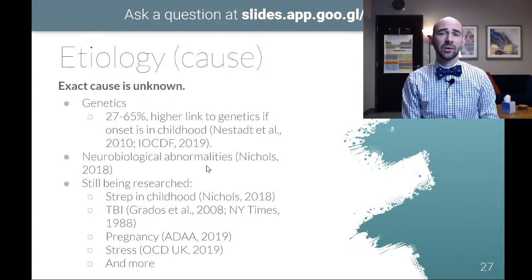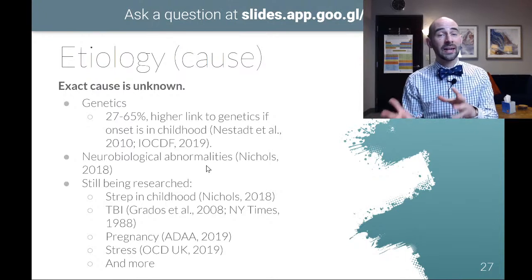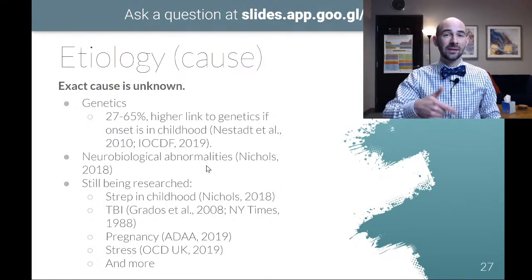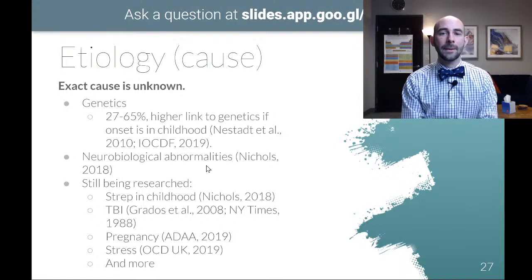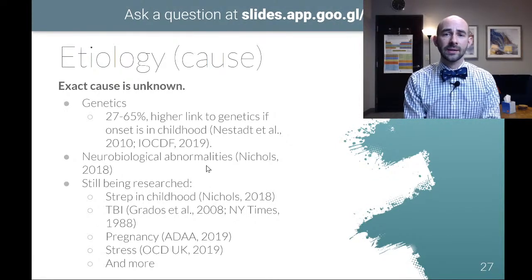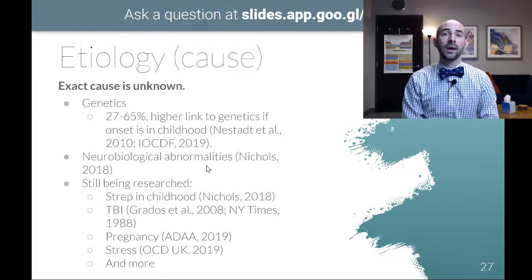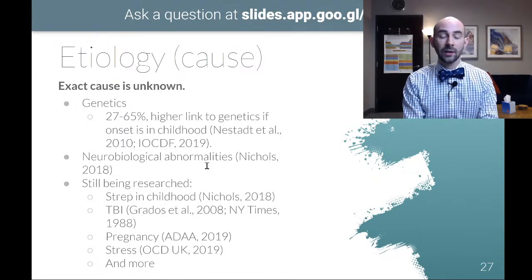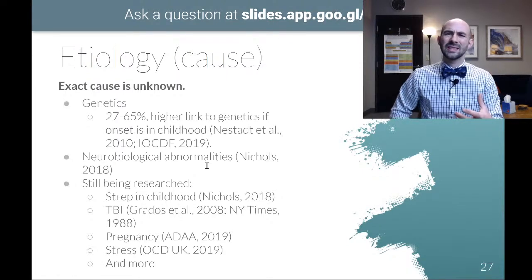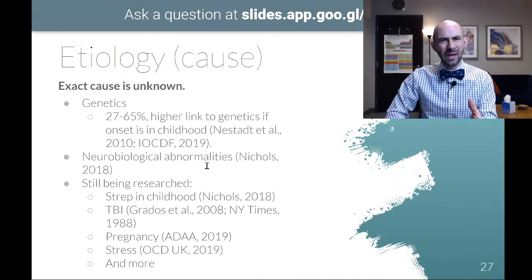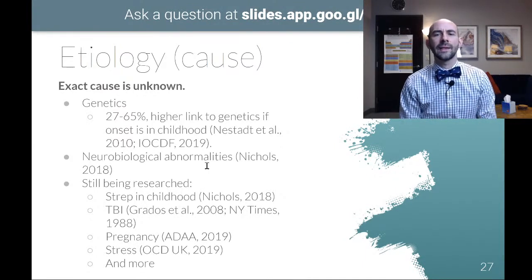Neurobiological abnormalities are seen. Correlation does not equal causation. Just because we see it doesn't mean that there's a direct cause. We're still researching all sorts of things, and we have some great research, with Susan Swedo leading the charge with PANDAS and PANS. For example, an infection like strep throat in childhood, a great evidence base, and we see some unique ways that sufferers diagnosed with PANDAS or PANS suffer. It's a real thing, and it's also still being researched: is it its own thing? What exactly is going on there?